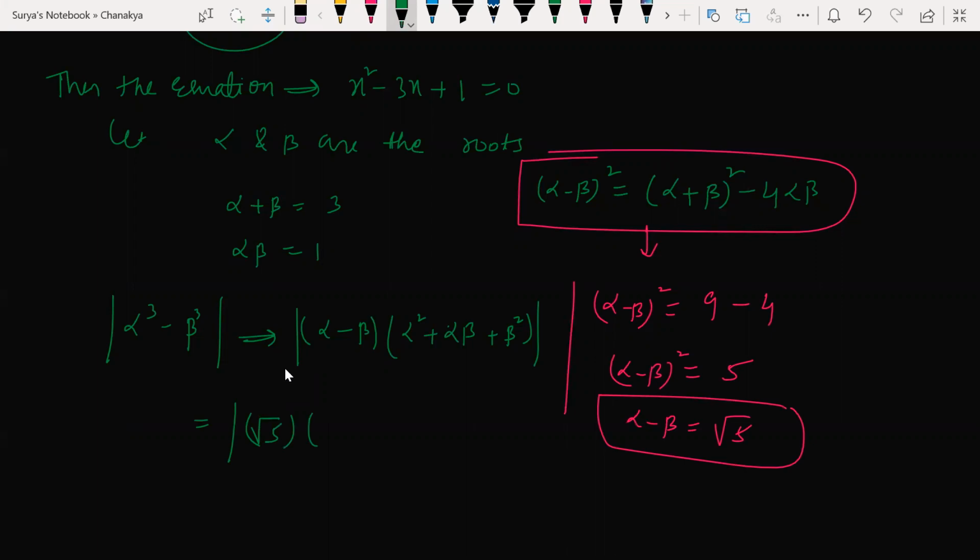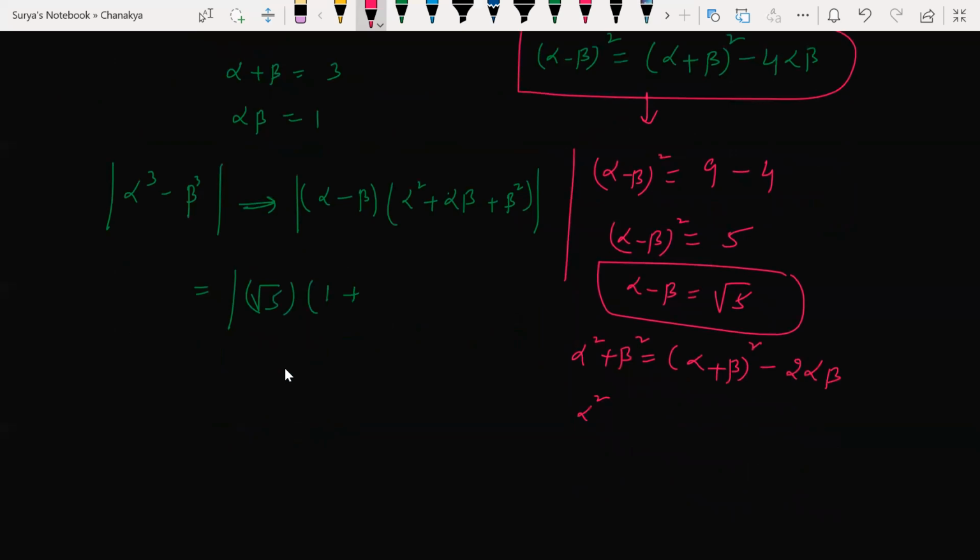Now alpha minus beta is root 5. What is alpha square plus beta square? Again, I can write it using alpha plus beta. I am just finding it out here. Alpha square plus beta square can be written as alpha plus beta whole square minus 2 times alpha beta. So that is 9 minus 2 times 1, which is equal to 7.